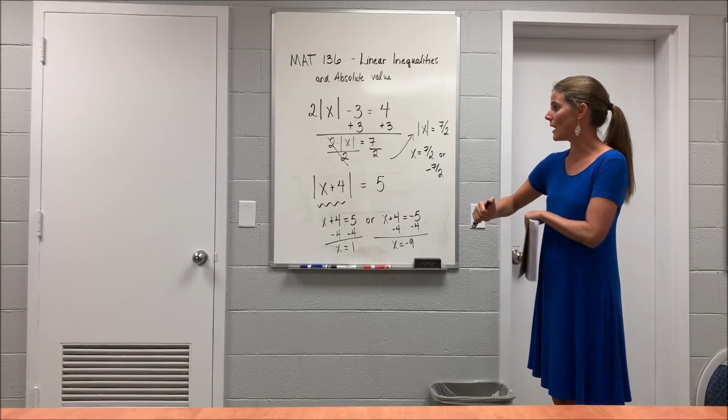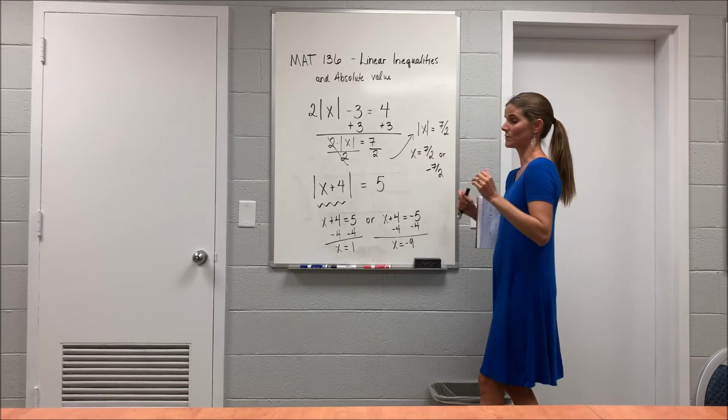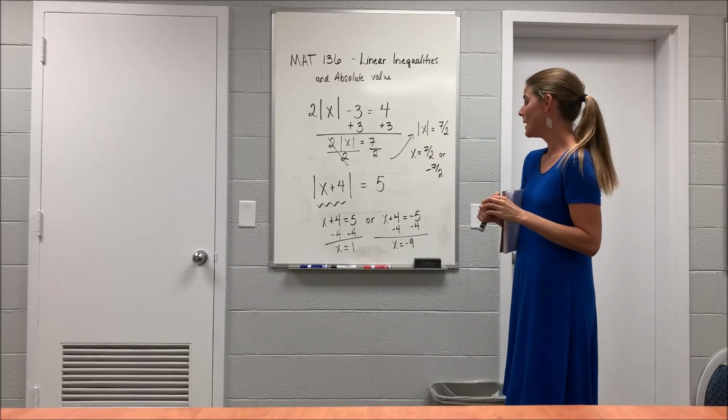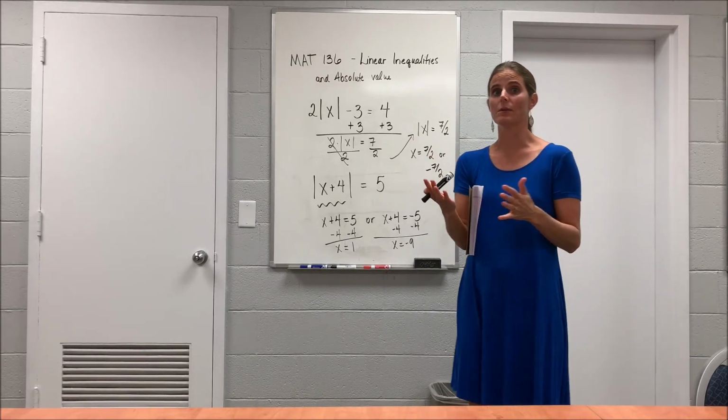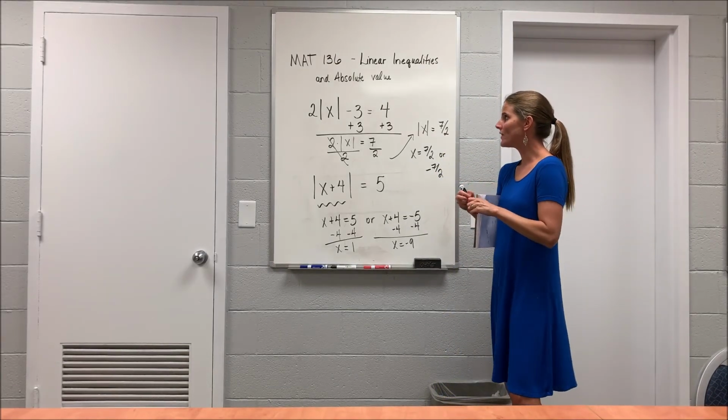So there are some that you will have to simplify a bit first before you consider the distance from 0 and consider what the two solutions are. But always, absolute value means the distance from 0, and that's what you're considering, so you just set it up as an OR problem.